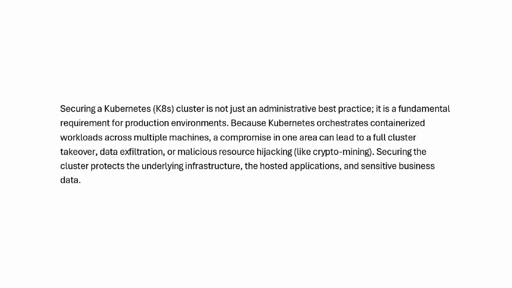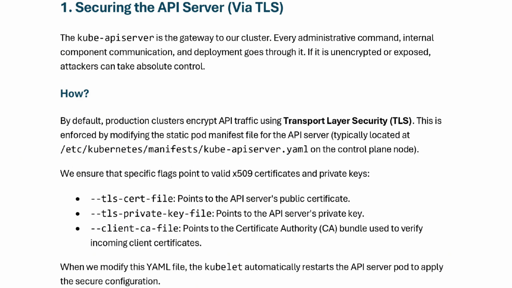Now how is it secured? First, by securing the API server via TLS. The kube-apiserver is the gateway to a cluster. Every administrative command, internal component communication, and deployment goes through it. If it is unencrypted or exposed, attackers can take absolute control.